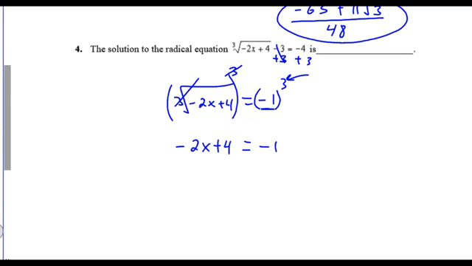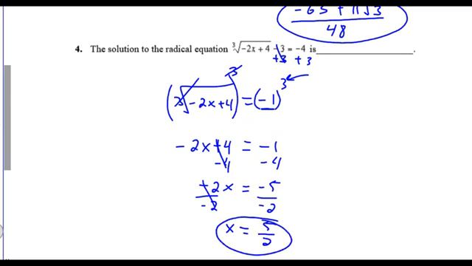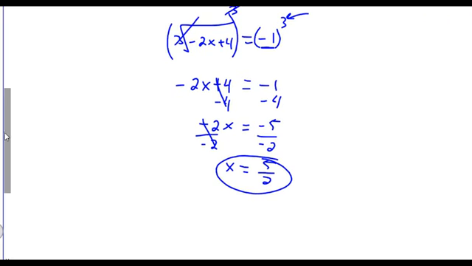All right, so now we're going to go minus 4, so we get negative 2x is equal to negative 5. Divided by negative 2, divided by negative 2, so x is equal to 5 over 2. All right, we're almost done.